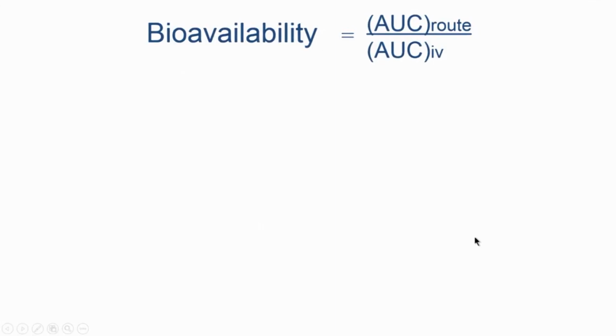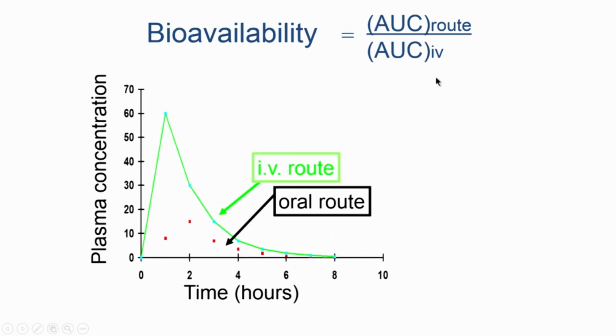So, there is a parameter to define it. As I said, if you inject something through the IV route, 100% of it is bioavailable. However, you can define the bioavailability of a route depending on the AUC, which is essentially the area under the curve for a particular route. So, what do you mean by area under the curve?